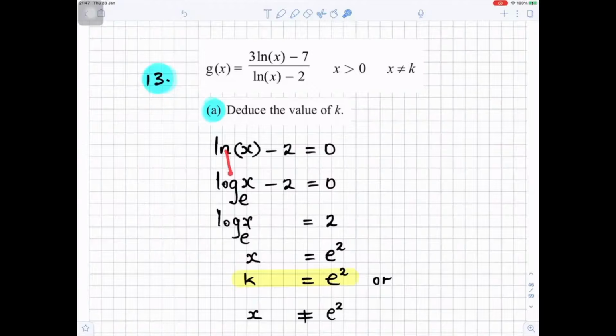ln x means the natural log. So it's log x to the base e minus 2 equals 0. If you take the minus 2 to the right, it becomes plus 2. So it becomes e to the power 2, e squared, equals x. So k is equal to e squared. Or you can say you don't want x to be e squared.